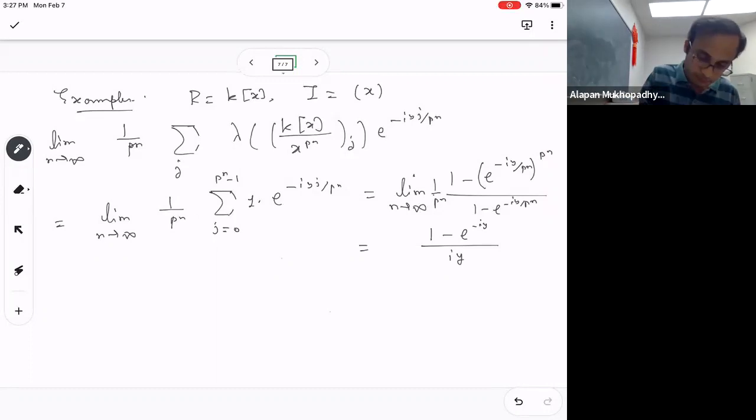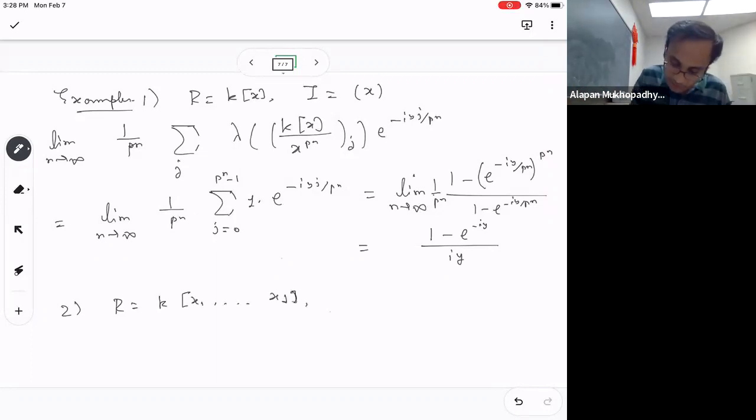You can use this calculation to compute for a polynomial ring in more than one variable, and I'll just write down the result. If I take the polynomial ring in d variables, x1, x2, ..., xd, and my ideal I is (x1, x2, ..., xd), the maximal ideal, with the usual grading, the Frobenius-Poincaré function of (R, I) is just ((1 minus e^(-iy)) divided by iy) to the power d.